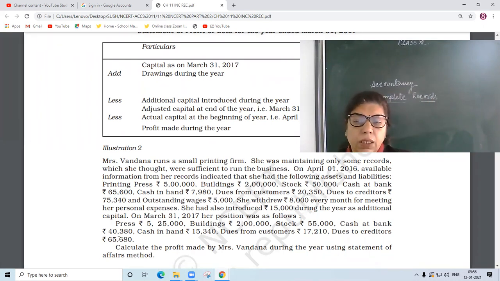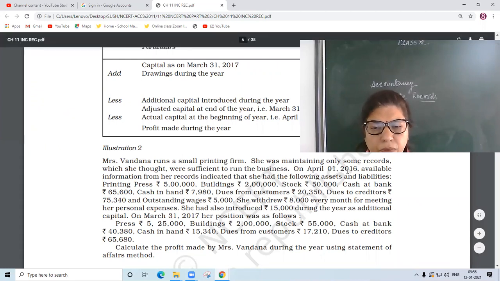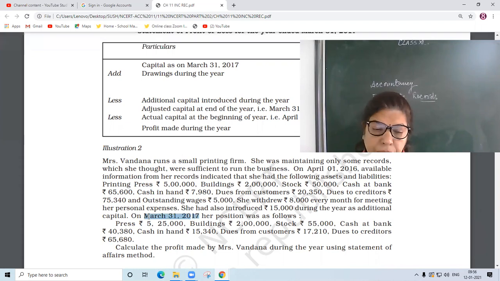See, in this question, opening capital as well as closing capital are not given. In the previous question, opening capital was given, but here opening capital means 1st April 16 and closing capital means 31st March 17. Both are not given. What to do now? Yes, please suggest.